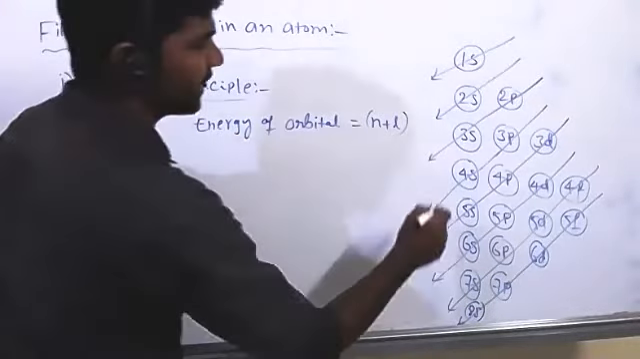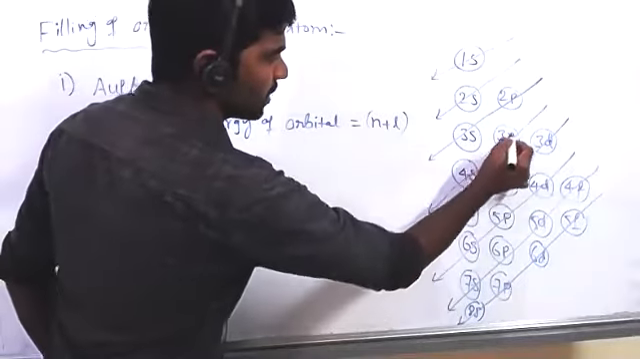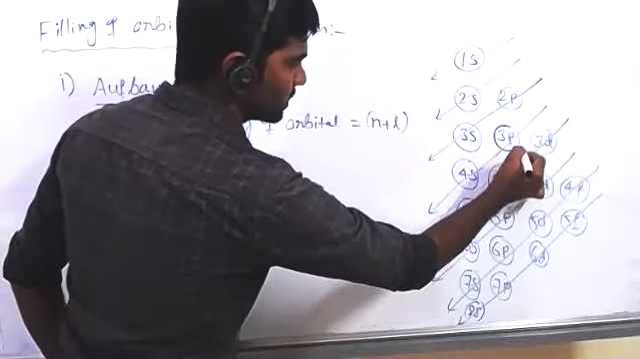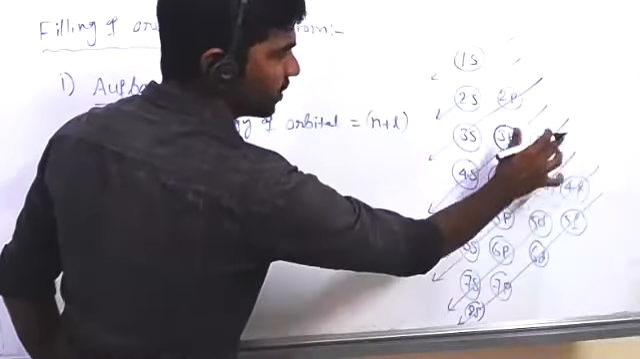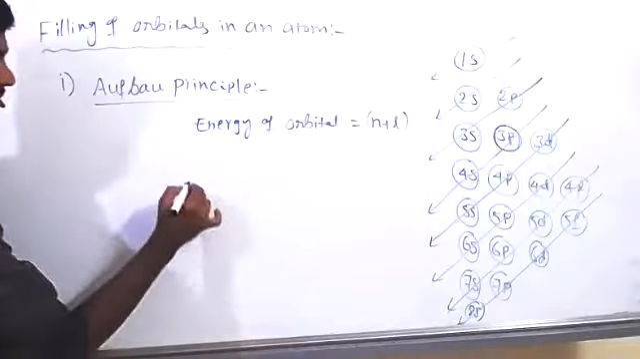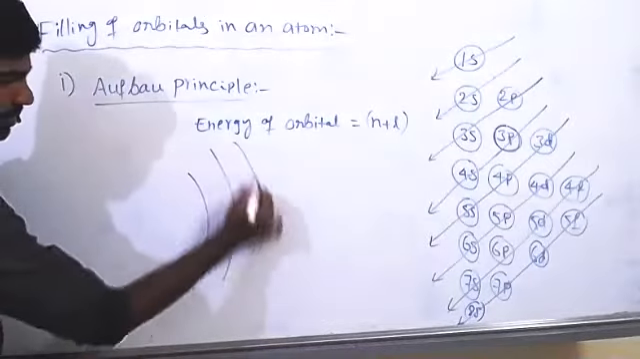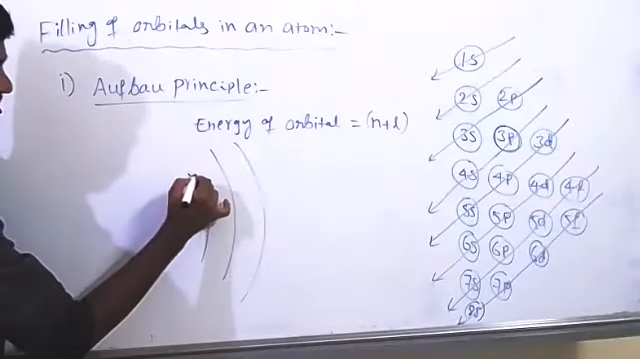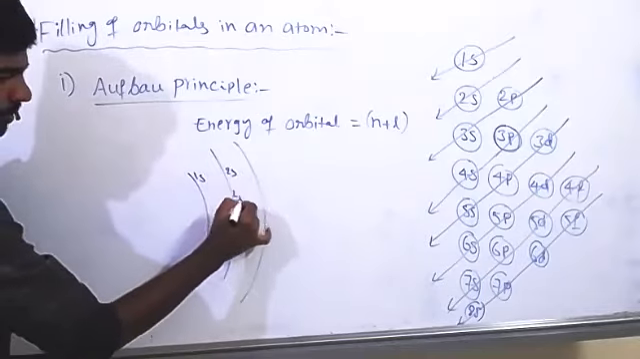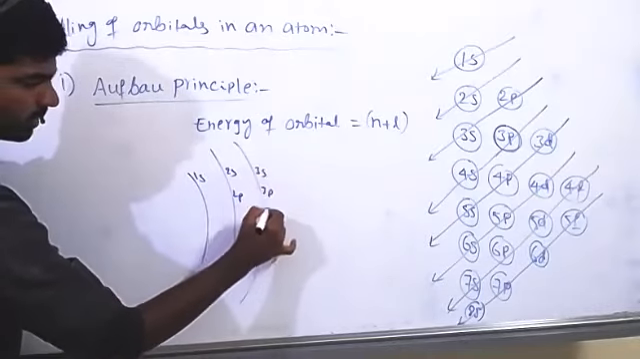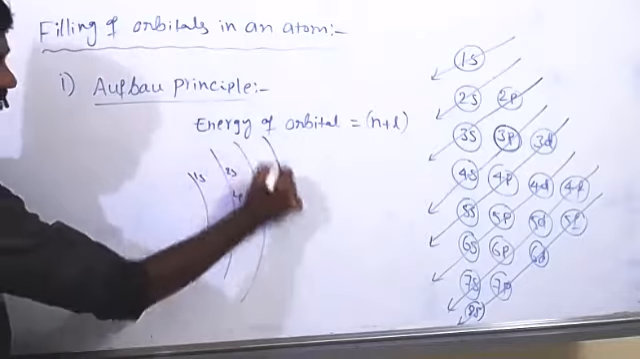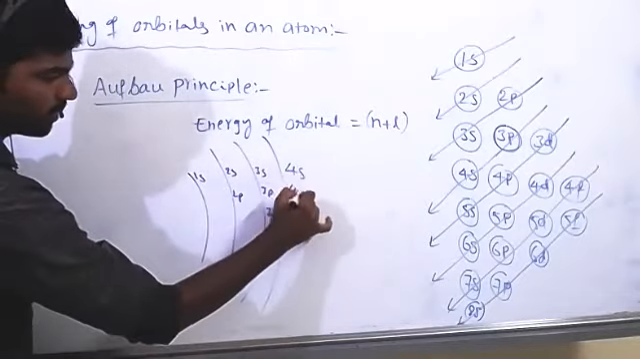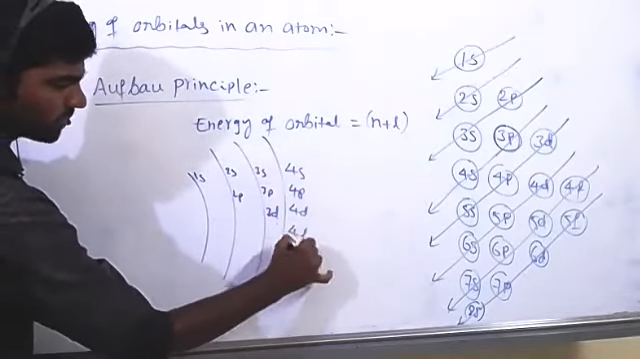So we'll check here the energy of the orbital. After filling of 3p orbitals, electrons go into 4s, not into 3d. Generally, these are the main shells. Here 1s orbital, 2s, 2p, and 3s, 3p, 3d orbitals are present in the third shell. In the fourth shell, 4s, 4p, 4d, 4f are there.